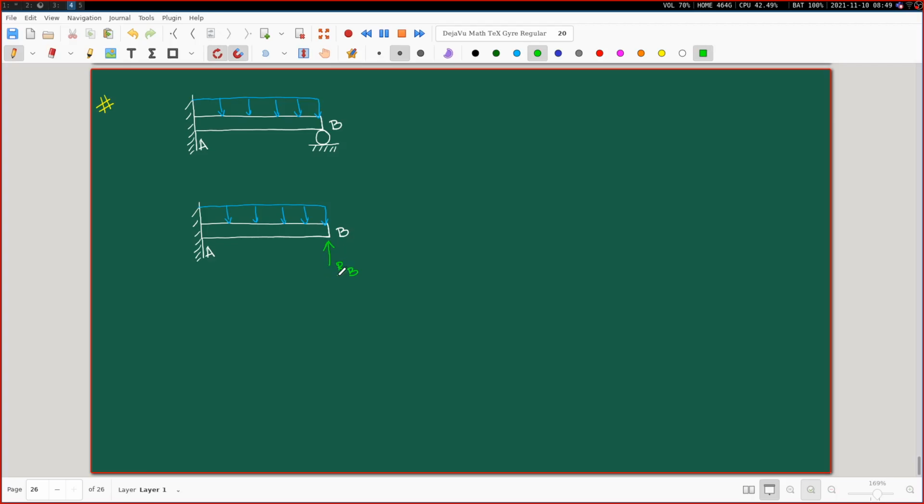So let us follow through here and try to do the steps properly and try to actually determine the value of this RB force. So what am I going to do? First of all, I am going to take a cut section.